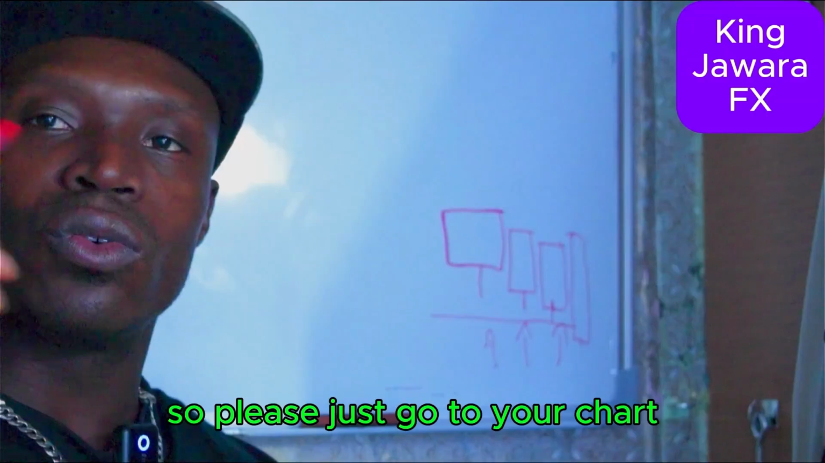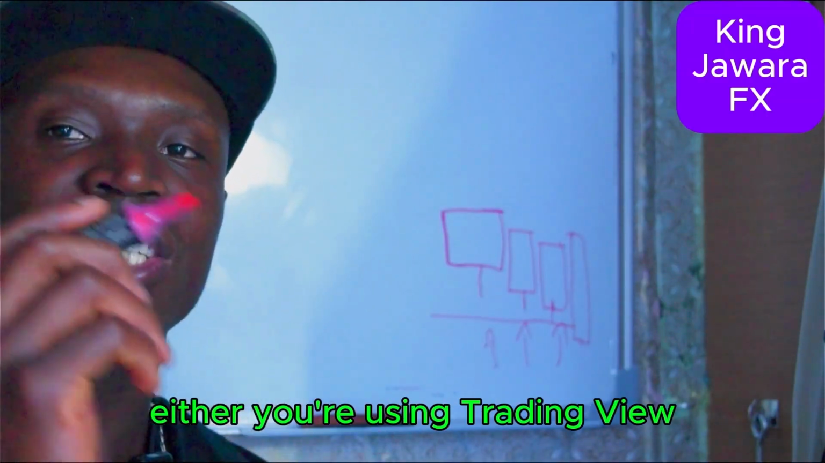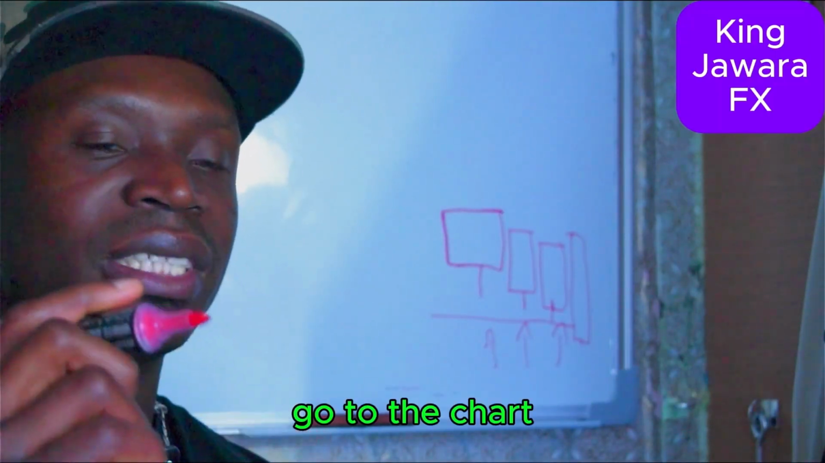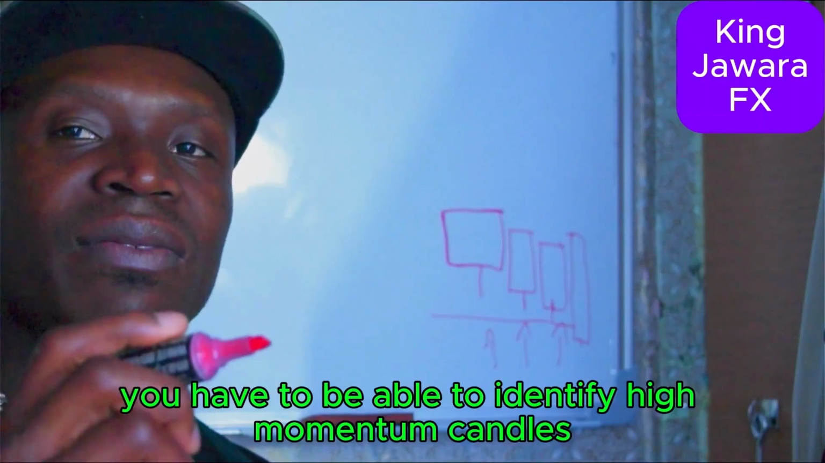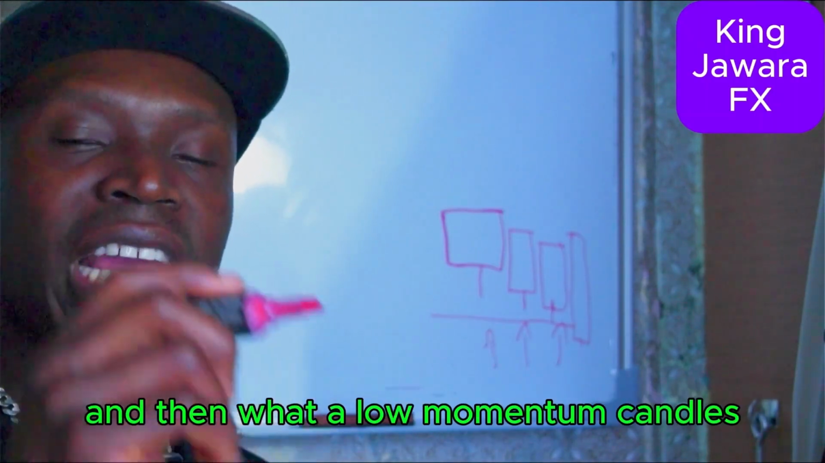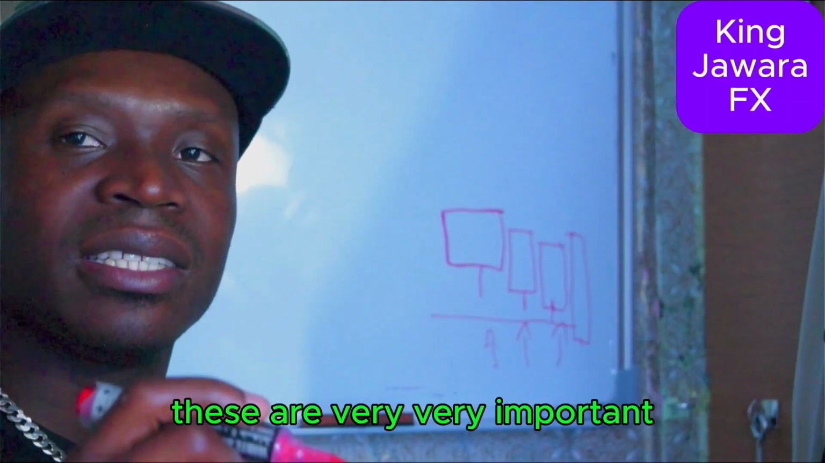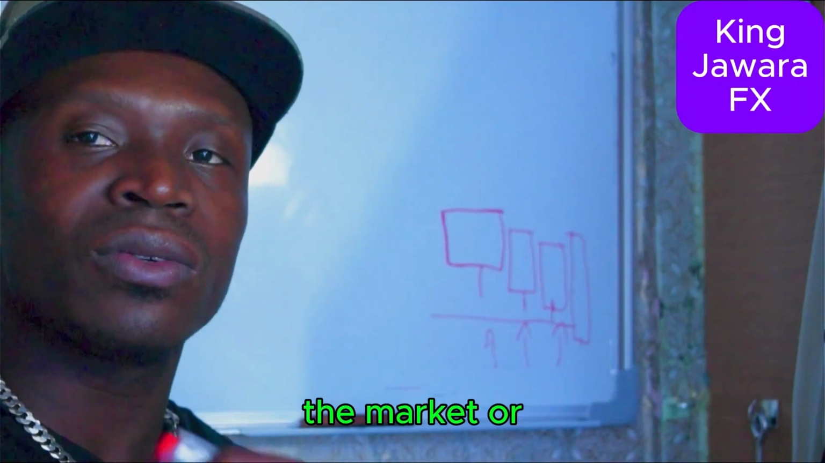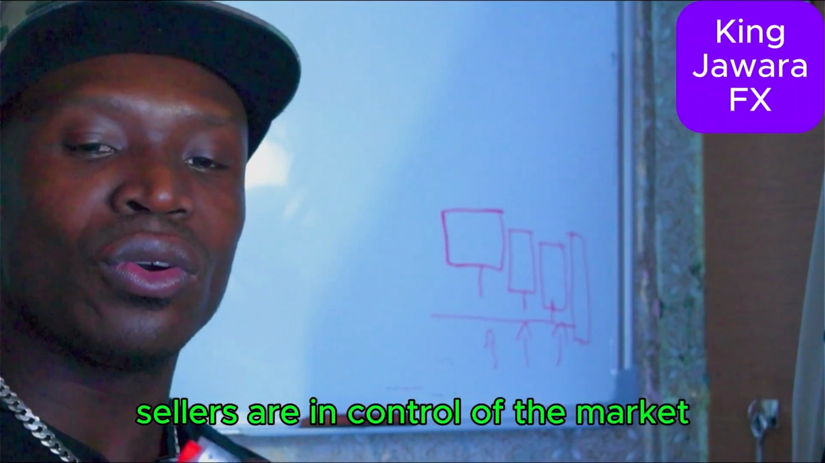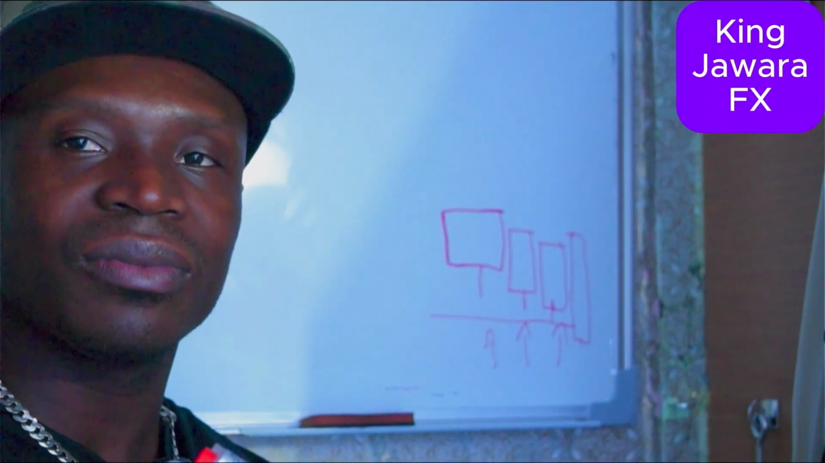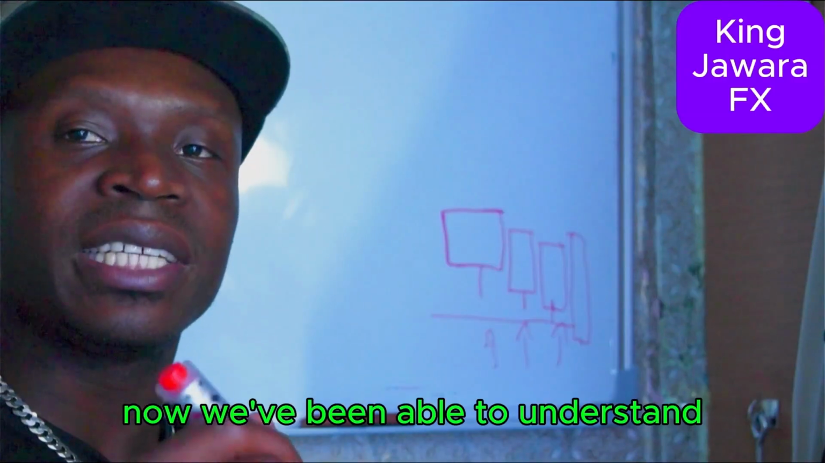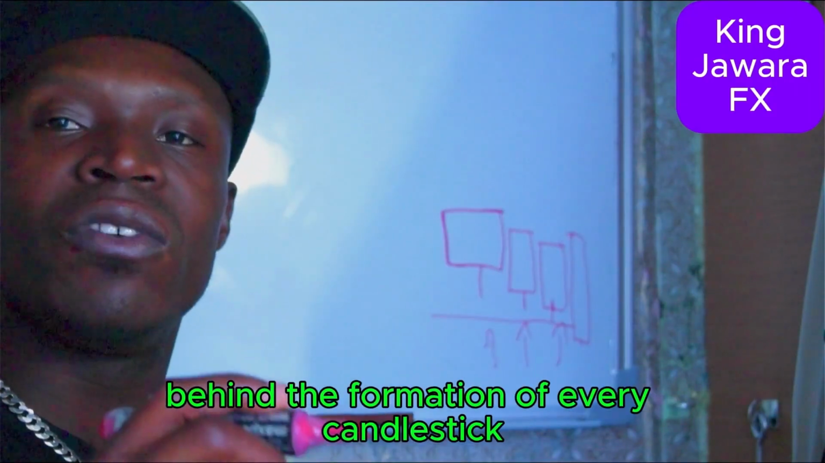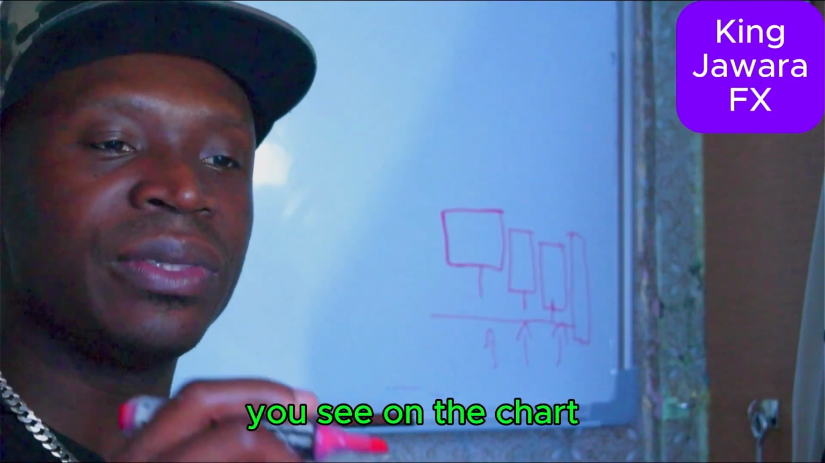So please just go to your chart, either you are using TradingView, MetaTrader, or any asset that you're trading. You have to be able to identify high momentum candles and then low momentum candles. These are very, very important. You have to know if the buyers are in control of the market or sellers are in control of the market. Now we've been able to understand the basis of every candlestick, the formation, and then the psychology behind the formation of every candlestick you see on the chart.